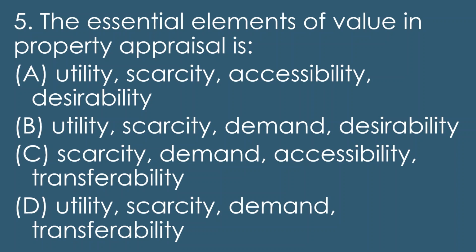C, scarcity, demand, accessibility, transferability. No, accessibility, of course, is a great element of value, but it's not an essential element of value. Remember, we're looking for the best answer. So by process of elimination at this point it looks like D will be, but let's verify that it follows DUST. So we have utility, scarcity, demand, transferability.